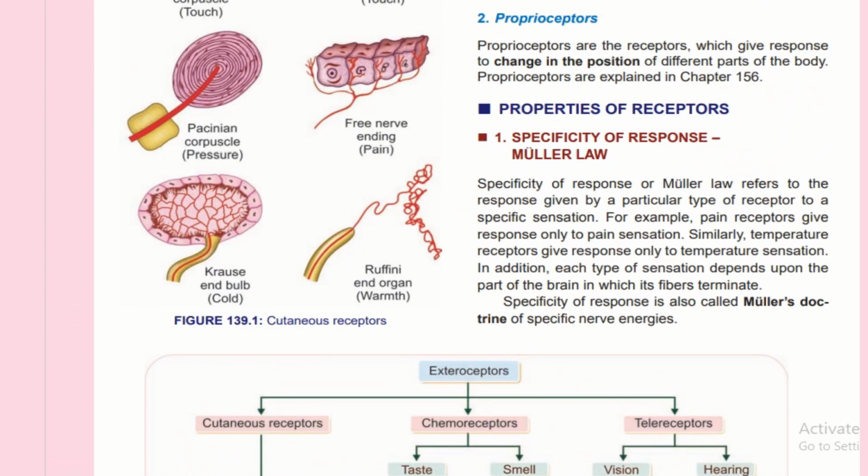Let's look at the properties of receptors. Number one property of receptors is specificity of response, also known as Mueller's law. Specificity of response or Mueller's law refers to the response given by a particular type of receptor to a specific stimulus. For example, pain receptors give response only to pain sensation. Similarly, temperature receptors give response only to temperature sensation. In addition, each type of sensation depends upon the part of the brain in which its fibers terminate. Specificity of response is also called Mueller's doctrine of specific nerve energies.